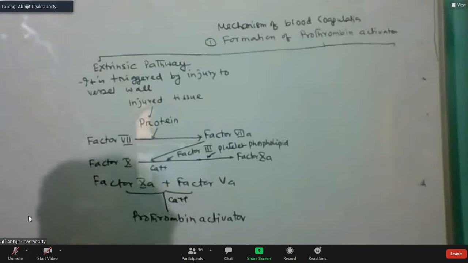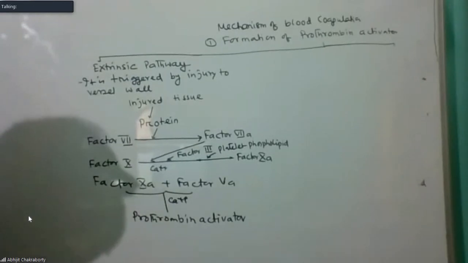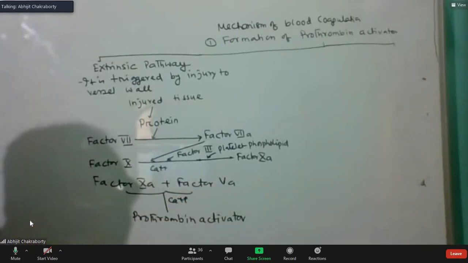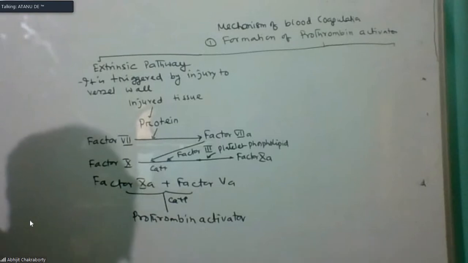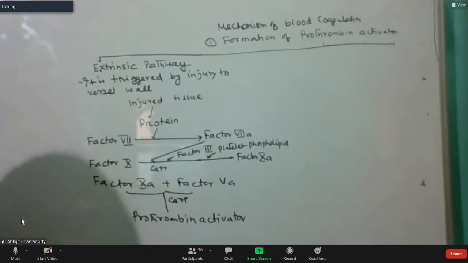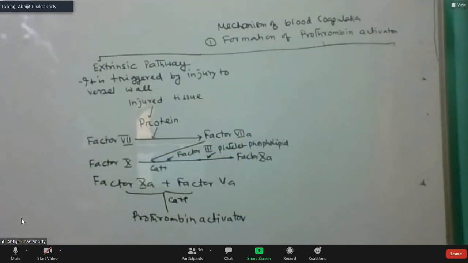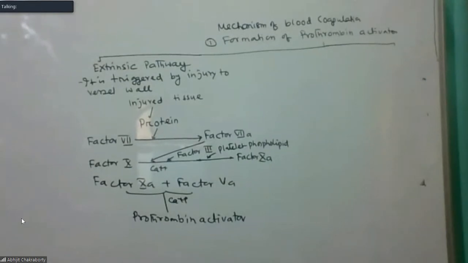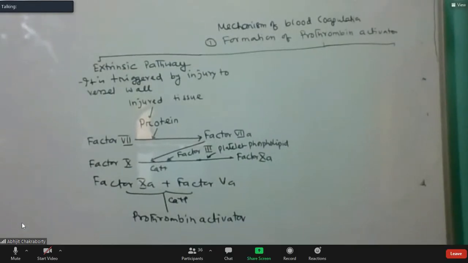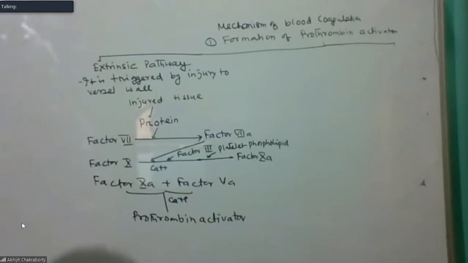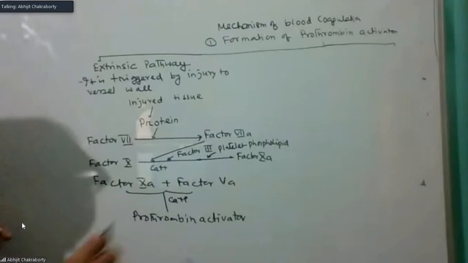Factor 7 is a pro-converting factor. The term A is used to indicate that it is active factor 7. Now, this is the intrinsic pathway.